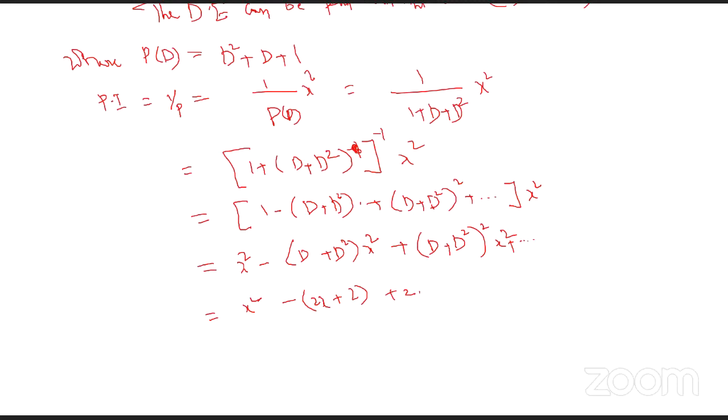Since the D^k of x² equals 0 for k greater than or equal to 3, y_p equals x² + 2x + 2 minus 2 get cancelled, so y_p equals x² + 2x minus 2.